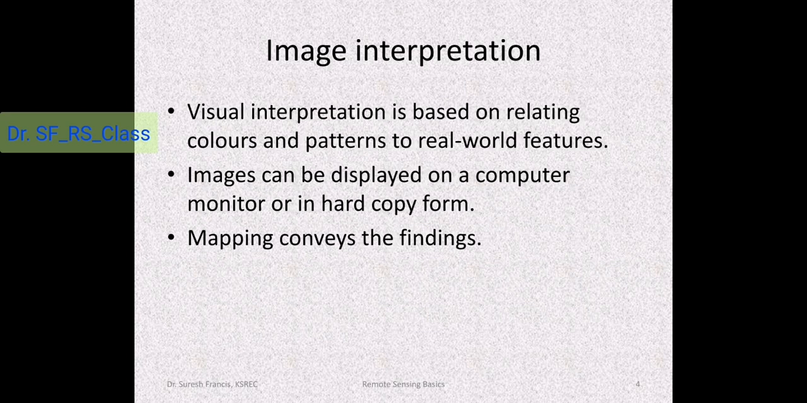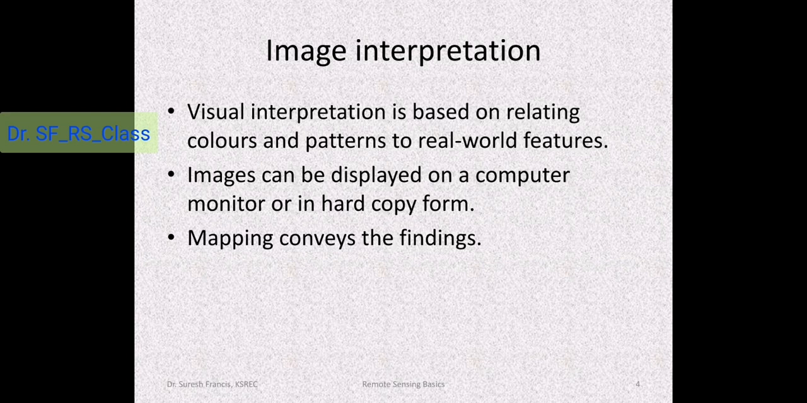So visual interpretation, let us see, is based on relating colors and patterns to real world features. We will be linking the colors and patterns found in the satellite data with real world objects. So we can identify that this color is for this object, and this tone is for this object, like that, colors and patterns. This kind of pattern will be for paddy field, and this kind of pattern will be for plantations or something like that. We can classify.